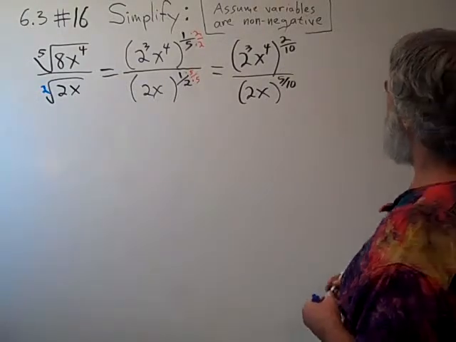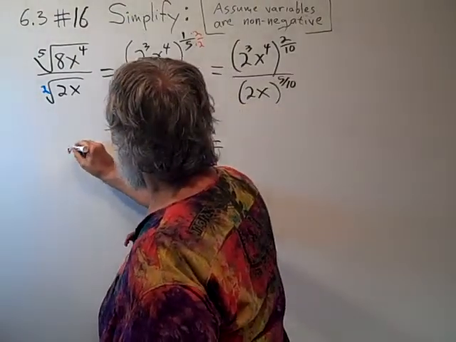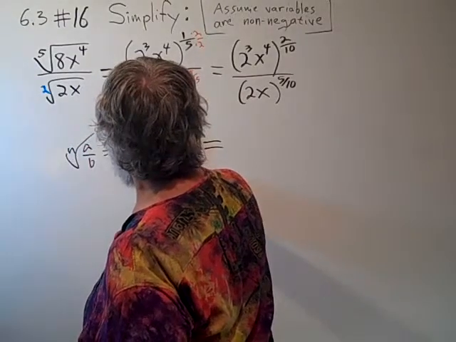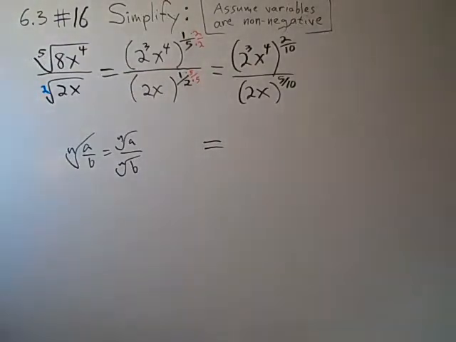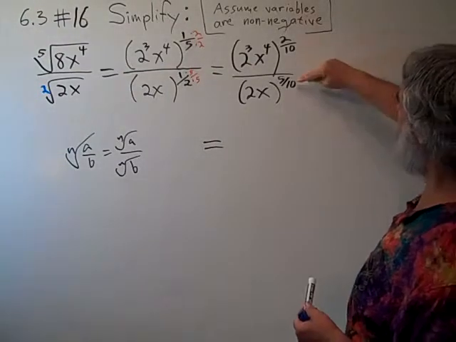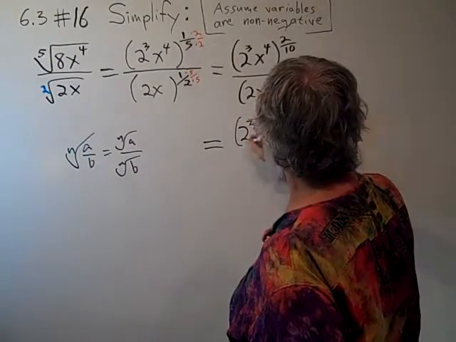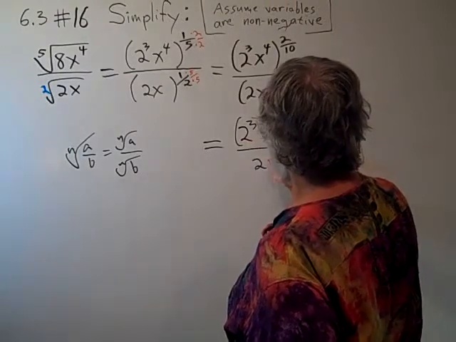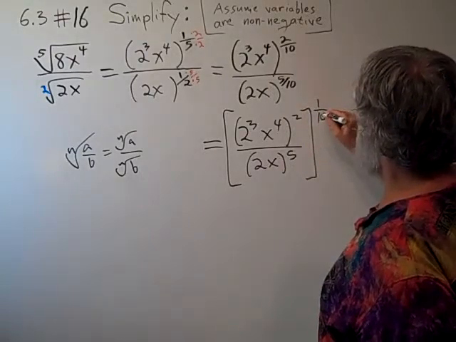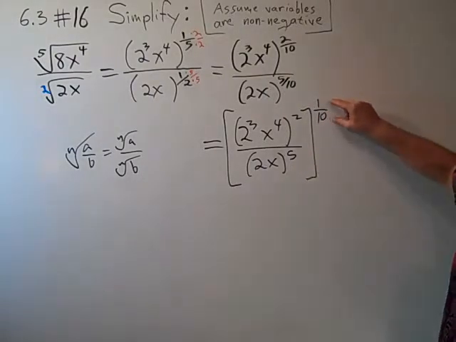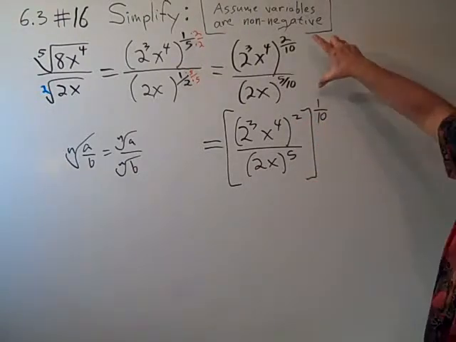So you can think of this as being, since the nth root of a divided by b is the nth root of a divided by the nth root of b, that property of radicals allows us to think of the 10th root as having been taken of the entire expression. So 2 to the third times x to the fourth squared divided by 2x to the fifth, all of that raised to the 1/10 power, because the 10th would distribute to each numerator and denominator, then multiply times the exponents, getting what we had before.